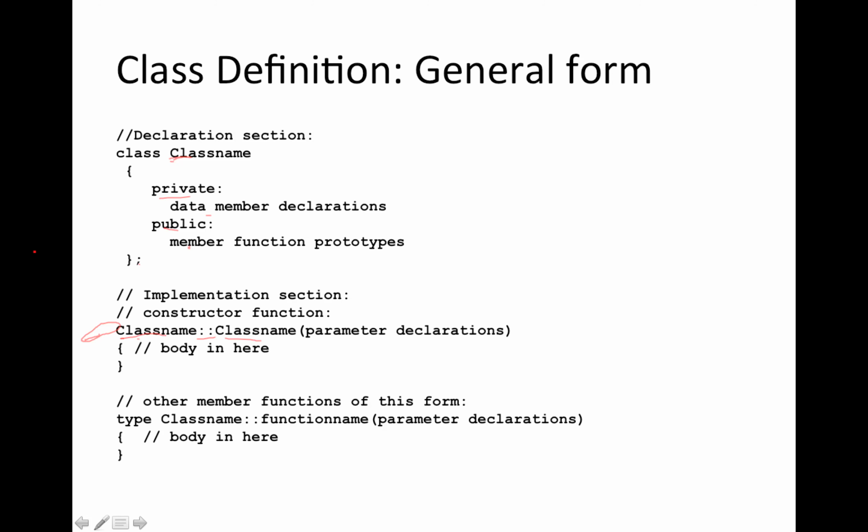And then you have all of the other member functions, and they're going to have the form of the type of value that the function returns, or void if it doesn't return any value. And then you have the class name, colon, colon, and then the function name. That makes it part of the class. And the rest of it is just like any other function that you would write in C++. So that's the general form of a class definition.